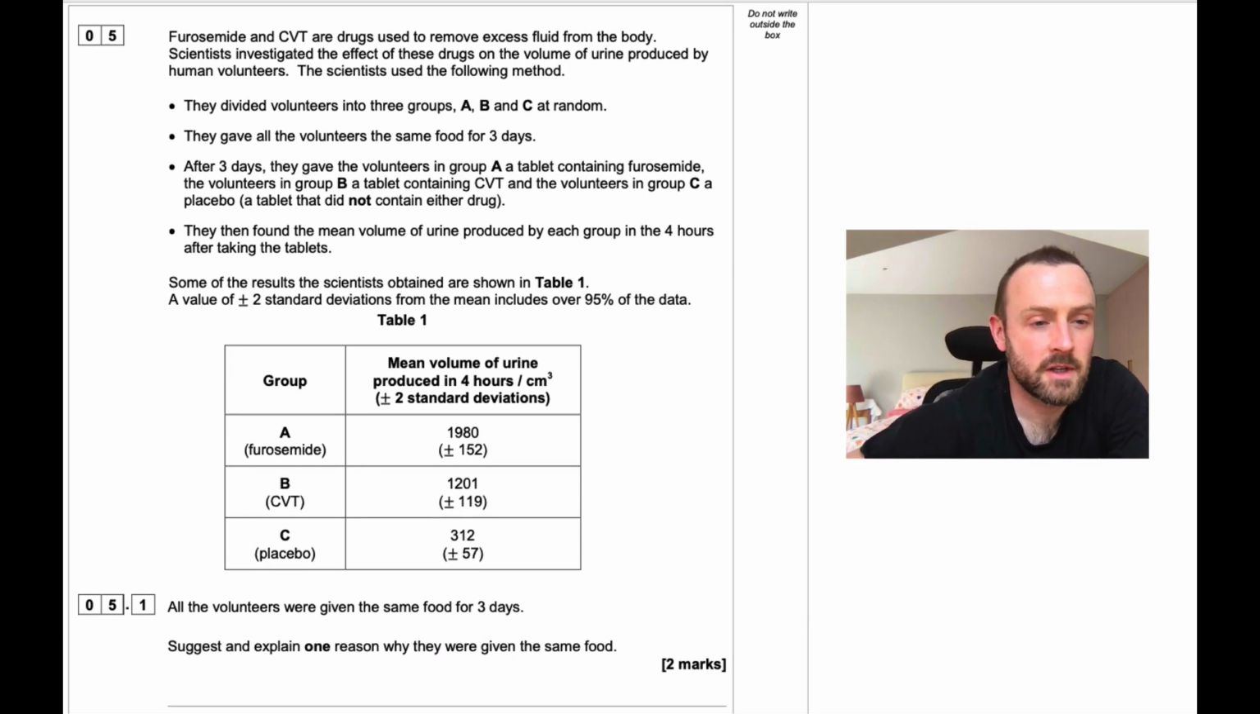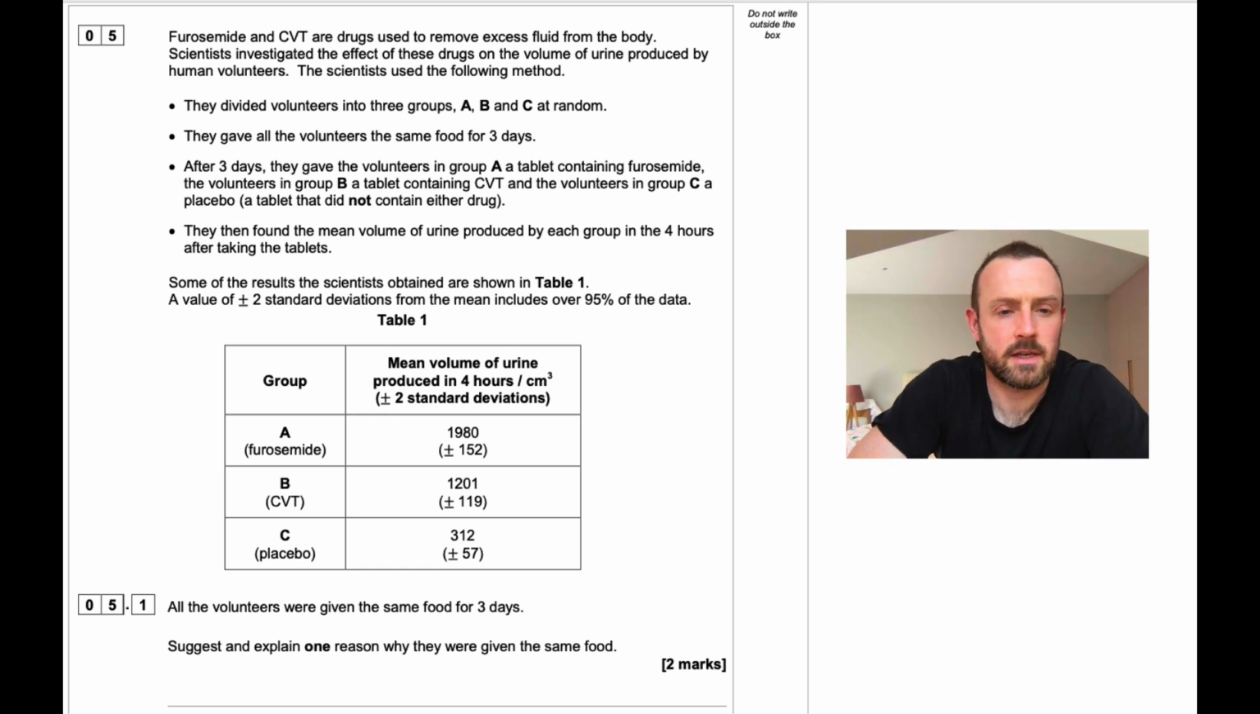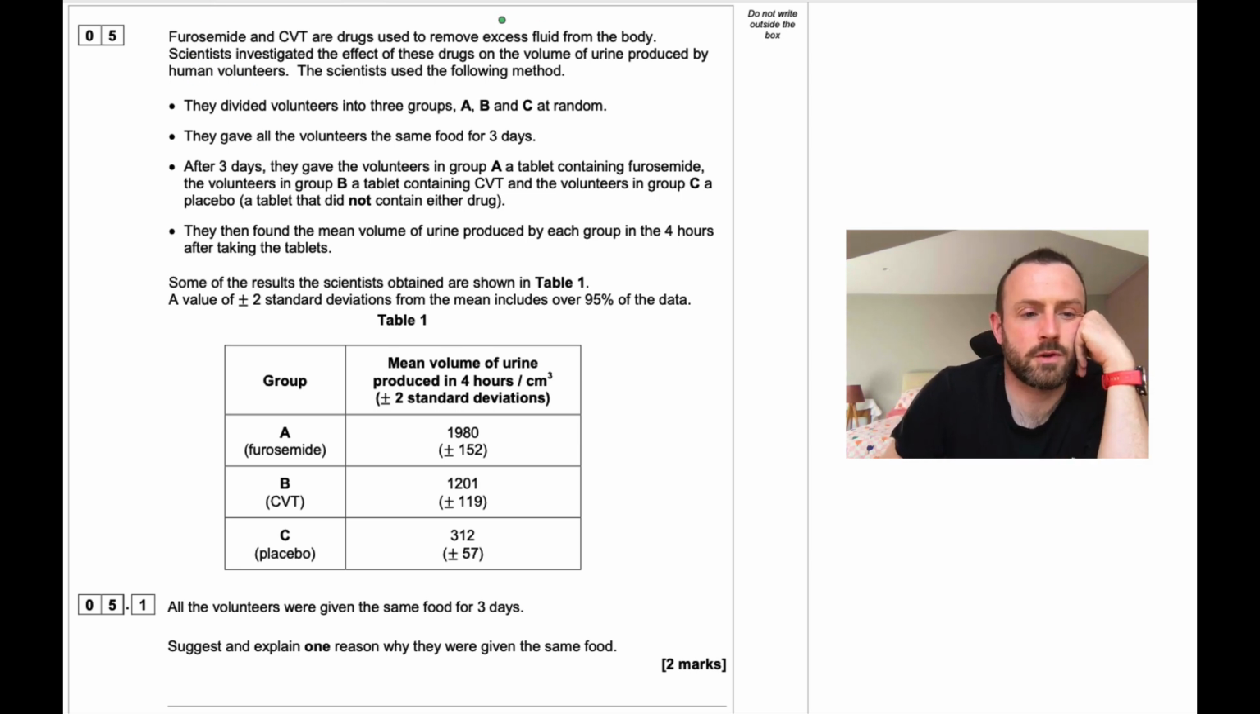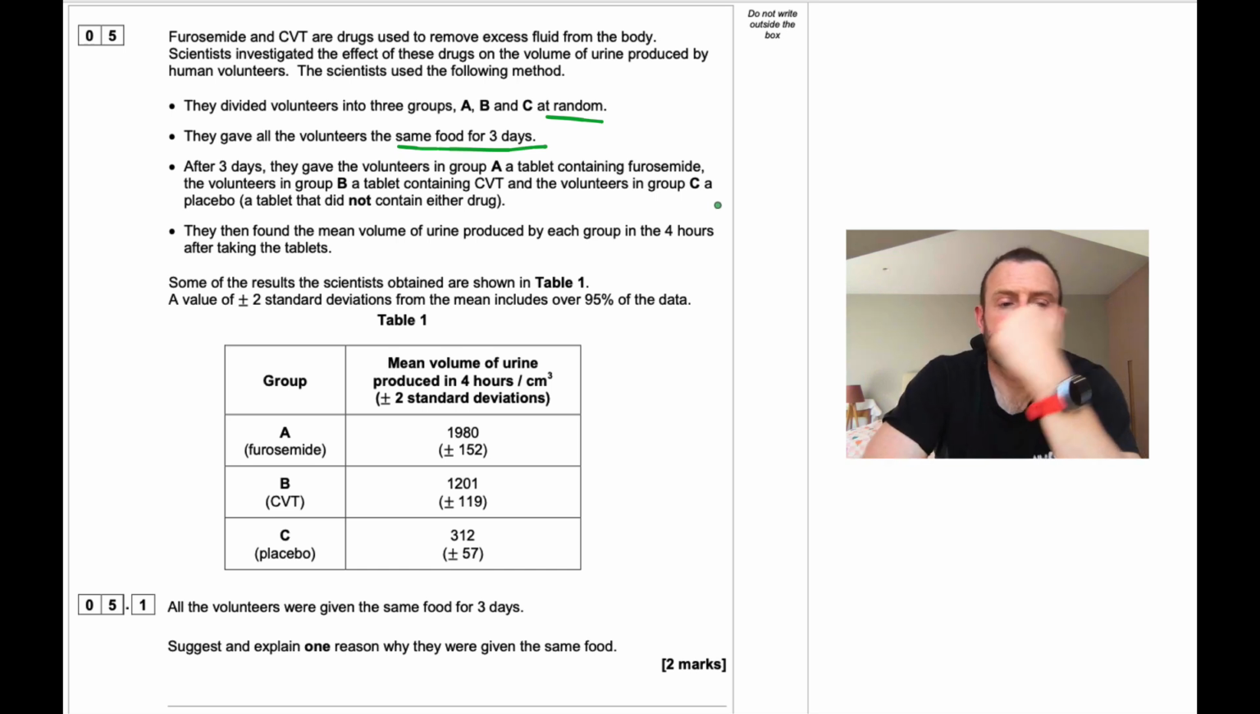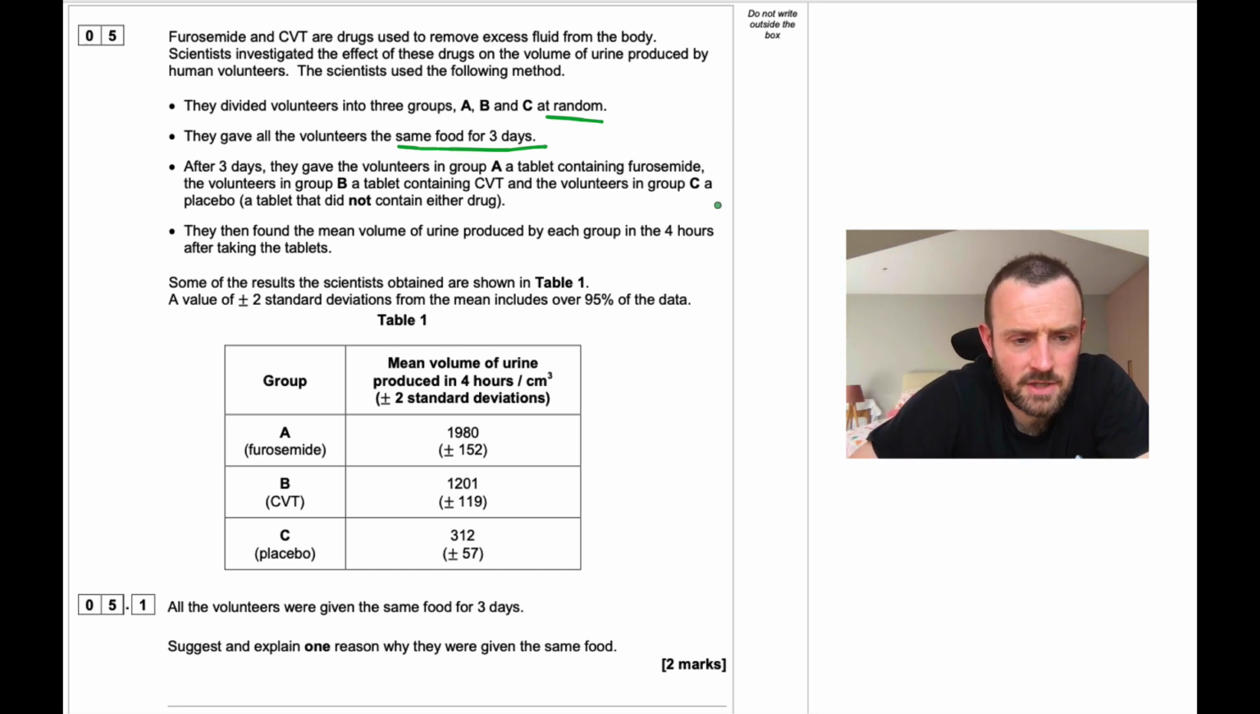Okay, on to question 5. So, furosemide and CBT are drugs used to remove excess fluid from the body. Scientists investigated the effect of these drugs on the volume of urine produced by human volunteers, and they used the following method. 3 groups, A, B, C, at random. All volunteers the same food for 3 days, I guess prior to the start of the test. After 3 days, they gave the volunteers in group A a tablet containing furosemide, B, CBT, and C, they had a placebo. They then found the mean volume of urine produced by each group in the 4 hours after taking the tablets.